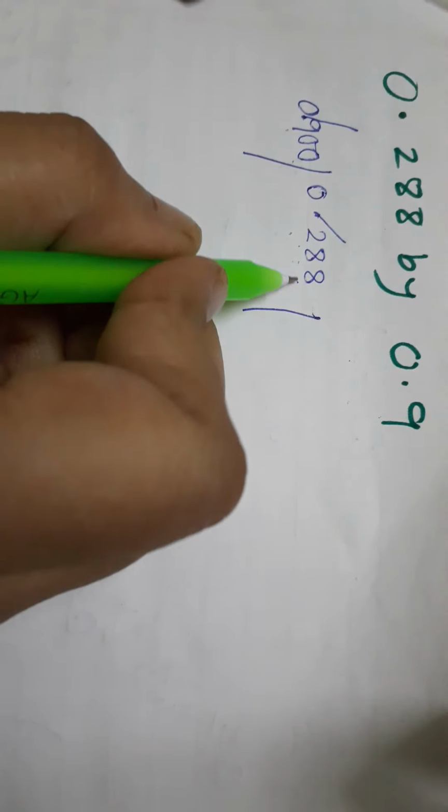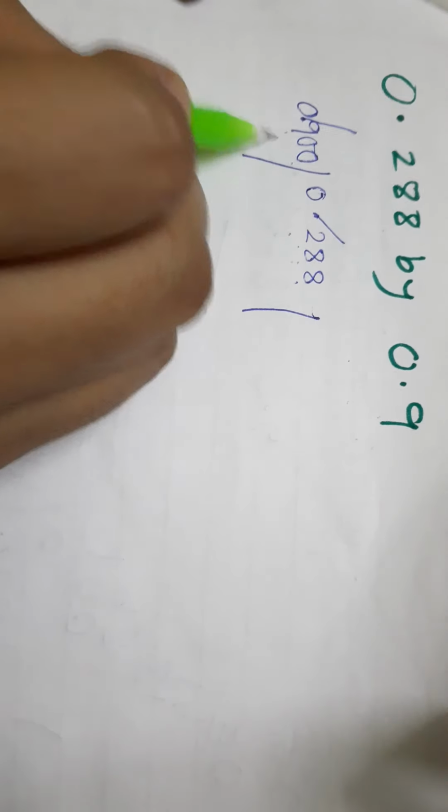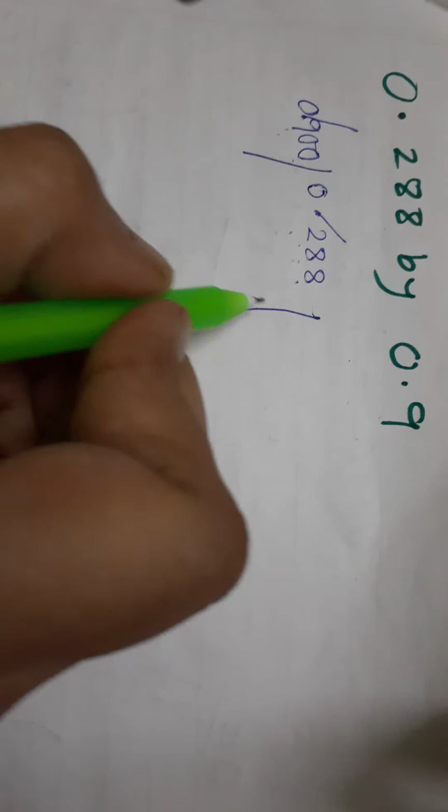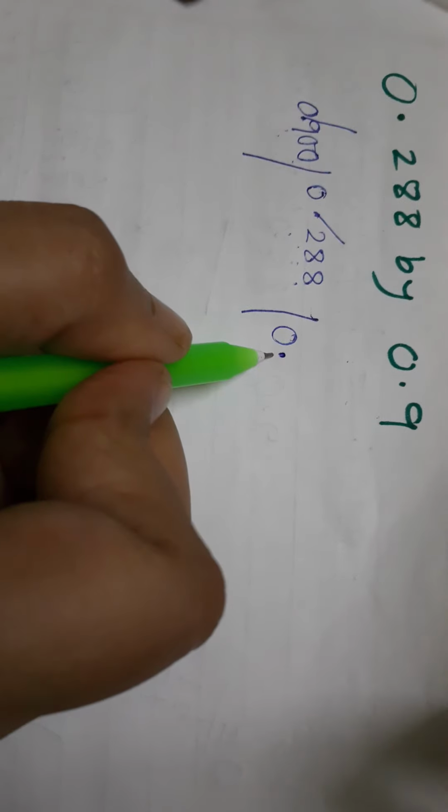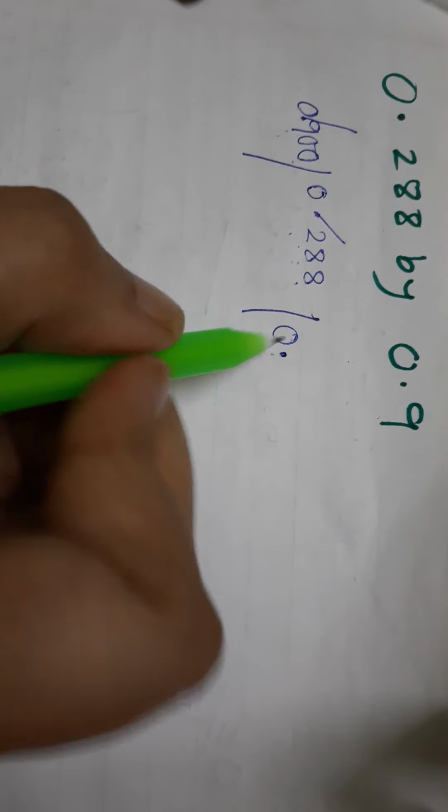And first of all, students, this 288 is less than 900. That means we need to add one more zero over here. And to do this, we have to put a decimal point in the quotient. So when we put one decimal point in the quotient, then we can add one zero over here. After adding this zero, now you can see the division just like normal division.